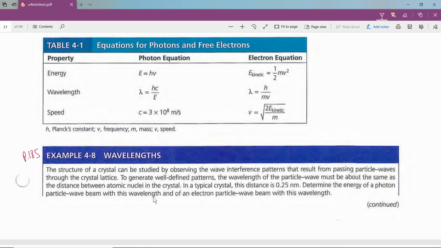We want to have a good interaction between them. In a typical crystal, this distance is 0.25 nanometers, or 0.25 by 10 to the minus 9 meters. Determine the energy of a photon with this wavelength and of an electron with this wavelength. Okay, so for the photon, energy would be h nu or hc over lambda, right?